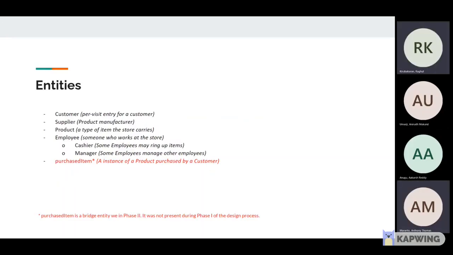The entities we used were customer, supplier, product, employee, and then we have two subcategories in employee, which are cashier and manager, and then we have purchased item.